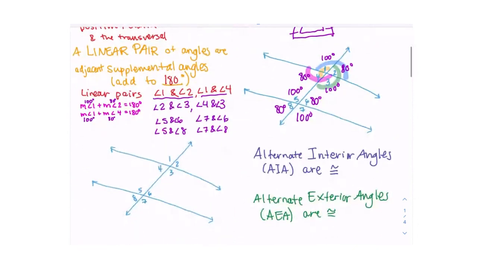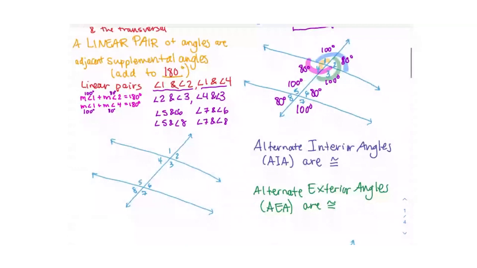Then we come to alternate interior angles and alternate exterior angles. Alternate interior angles are corresponding angles that are on the inside of the parallel lines, the interior, and these are on the exterior of the parallel lines. Alternate means opposite sides of the transversal, and interior means inside the parallel lines.